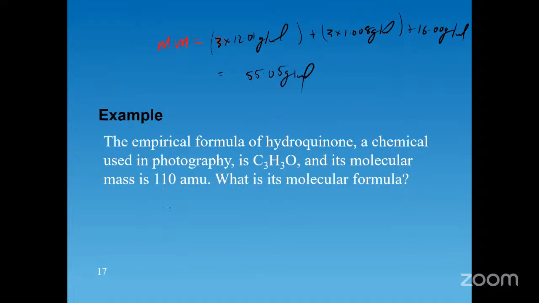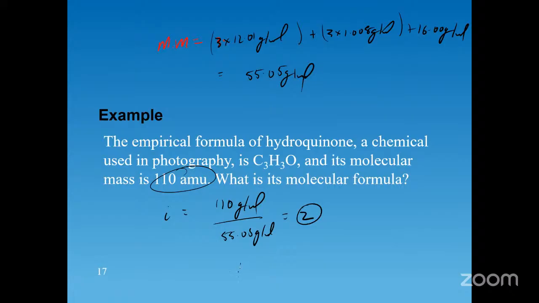So to get the integral factor, that would be equal to the molar mass, which is 110 grams per mole, divided by 55.05 grams per mole. And let's see what that gives. So 110 divided by 55.05 gives basically 2, right? So that's the integral factor.